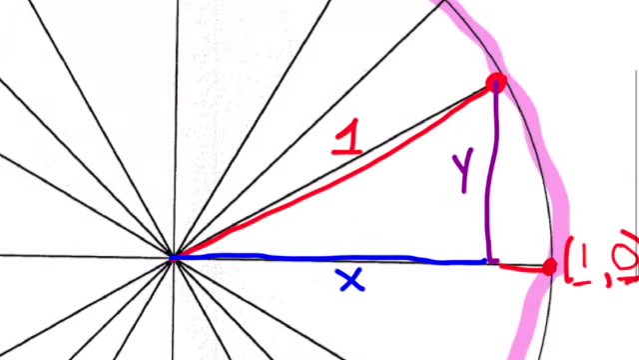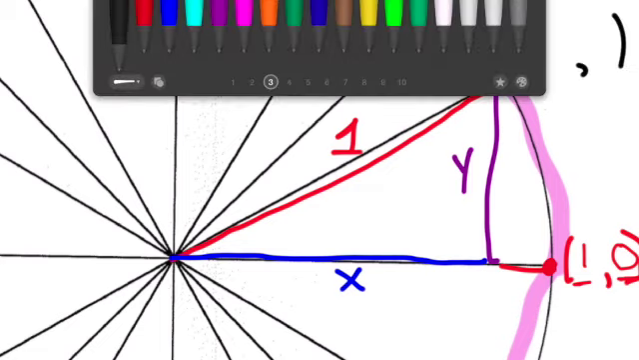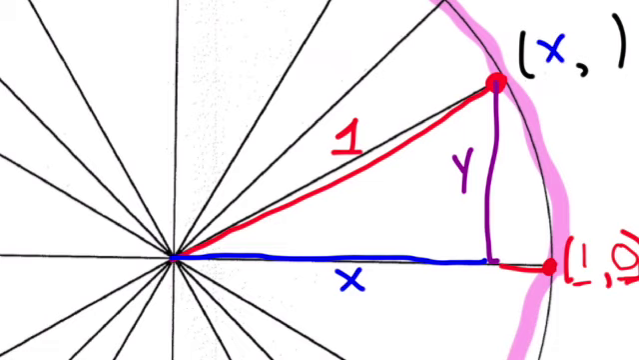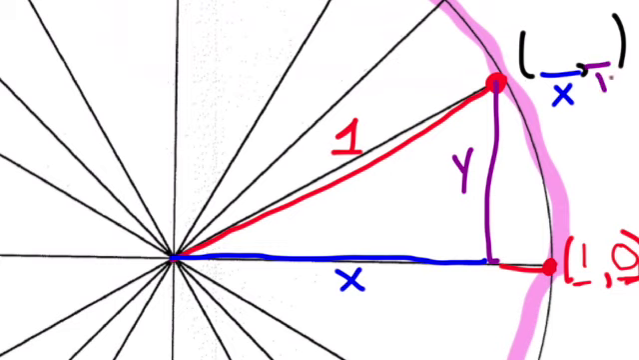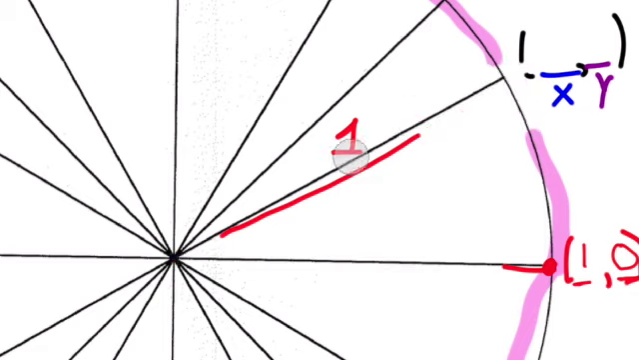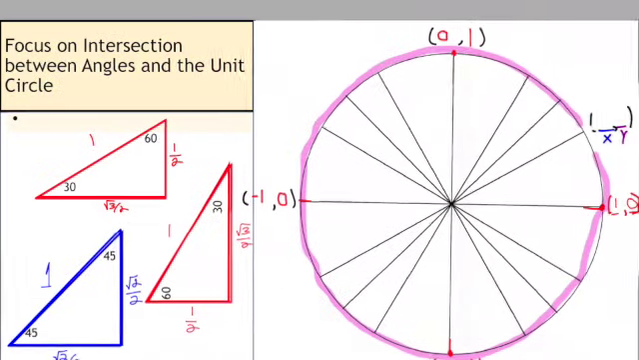So this point is going to be made up of an x and a y value. The x value is going to be whatever the side of the triangle in blue is, and my y value is going to be whatever the height of that triangle is. So let's see if we can fit one of our special right triangles onto here and find what those values are.